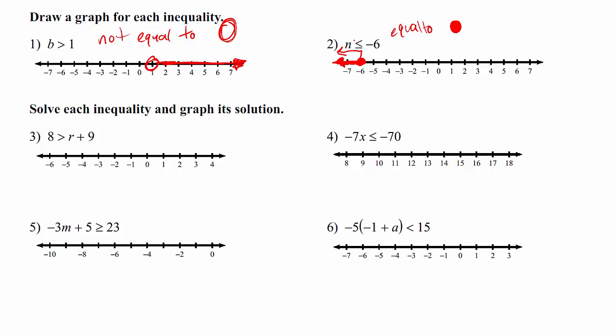On 3 through 6 here, we're going to solve the inequality and graph its solution. So the part with solving means that we should get an answer that is another inequality, but the inequality should be solved for a variable, just like when we solve an equation, we solve for x or whatever our letter is. So on 3, to get r by itself, just like in an equation, we're going to subtract 9 from both sides. 8 minus 9 is -1. We're going to keep it as greater than.